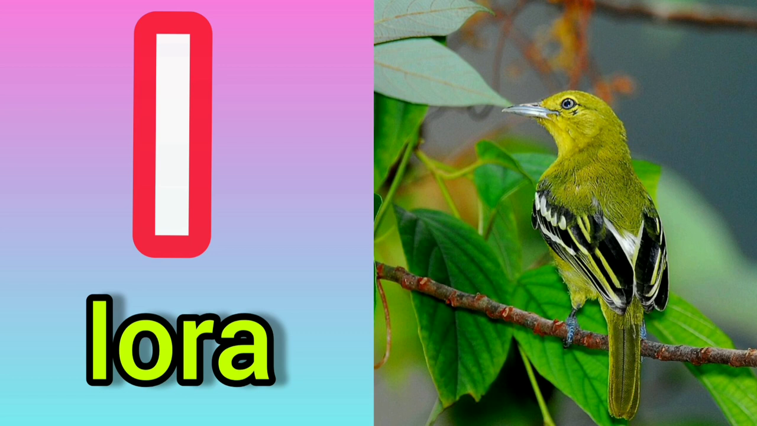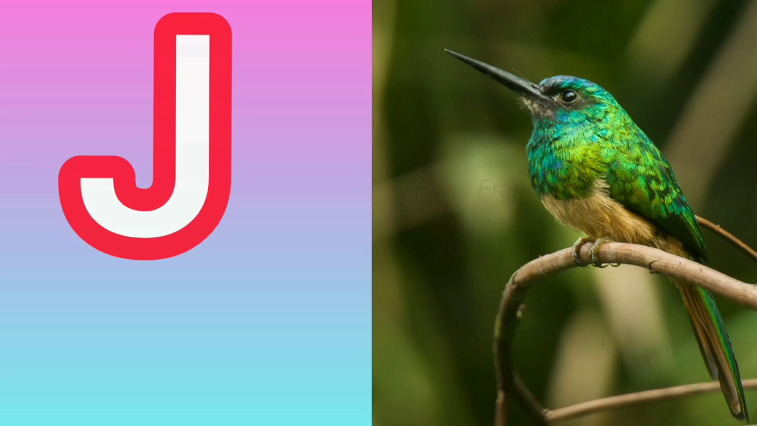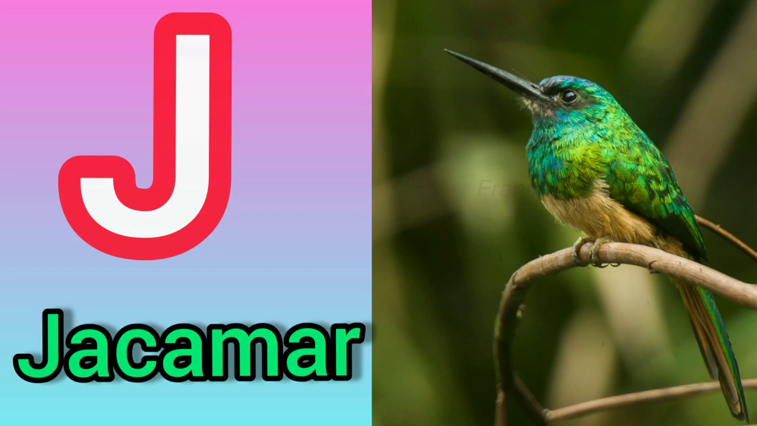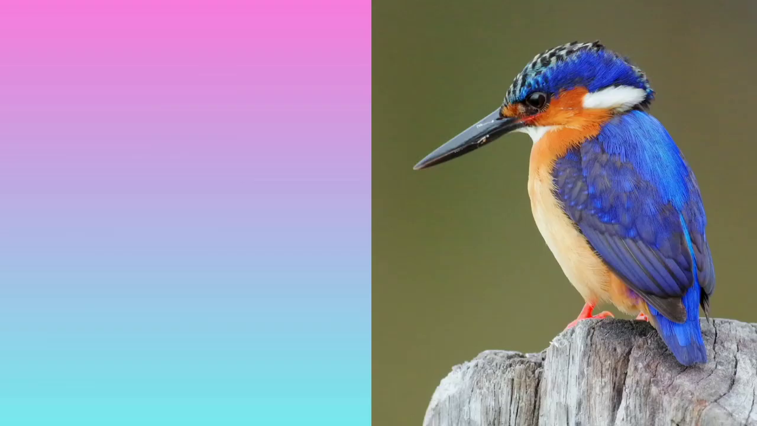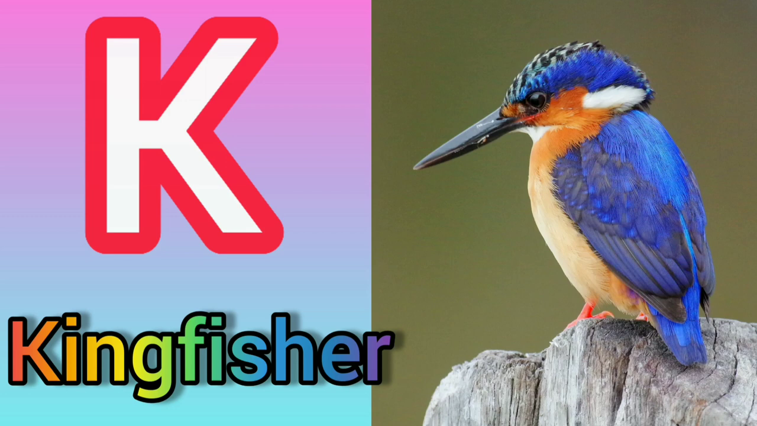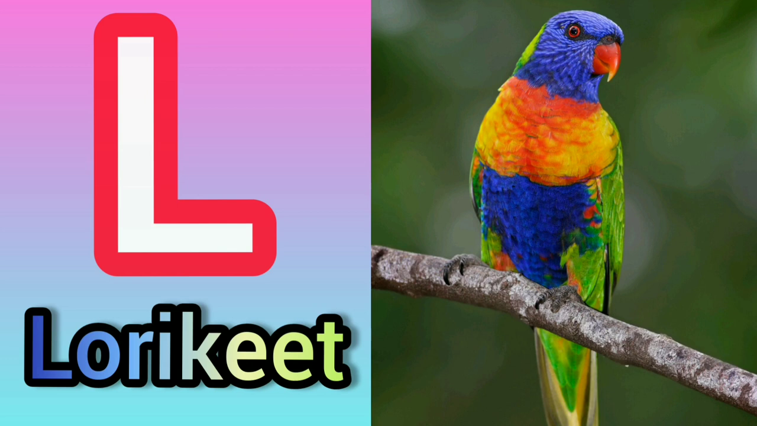I for Iora. J for jackamar. K for kingfisher. L for lorikeet.